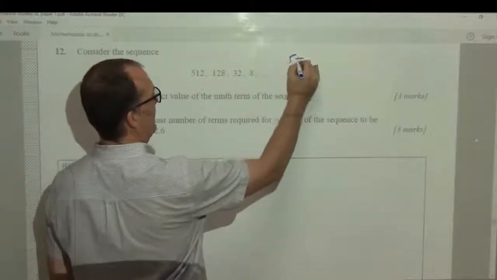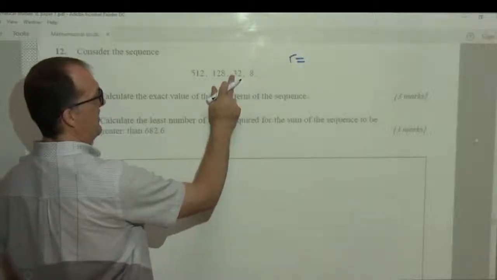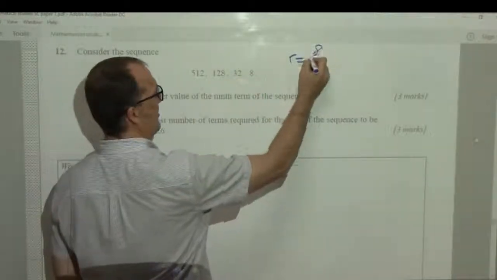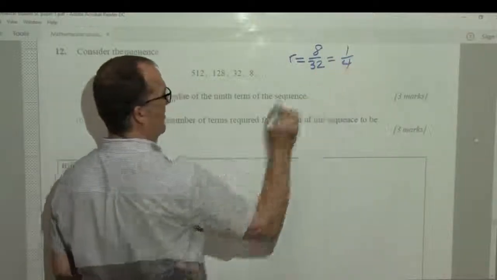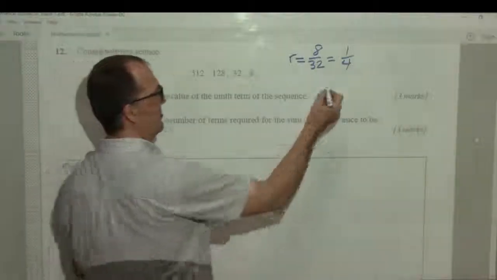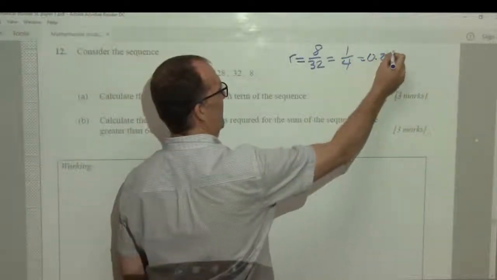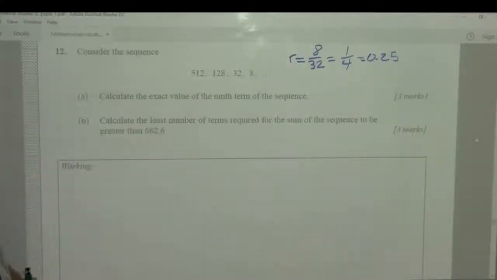And so the first thing we need to figure out is what this common ratio is. And the common ratio, just like a common difference, is take one term and divide it by the one behind it. So 8 divided by 32, to me that's the easier one to do. It's 1/4. You can write it as the decimal 0.25. Doesn't matter, but it is going to be a fraction.